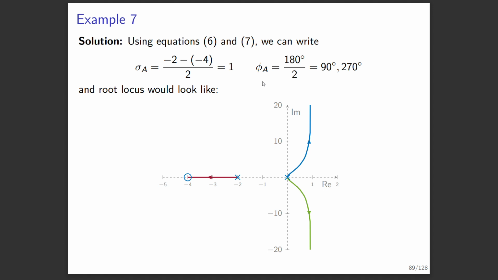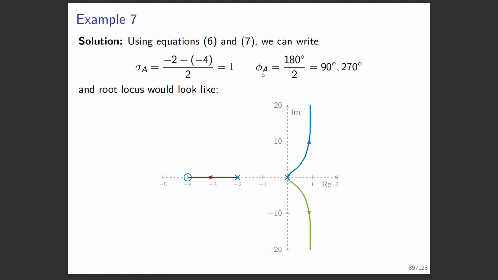So for the location, I'm going to add up the poles: 0, 0, -2. And then I subtract from it my zero, so subtract -4. Then divide by the number of poles, which is 3, minus the number of zeros, which is 1. So 3 minus 1 is 2. So you're going to get 1 here.